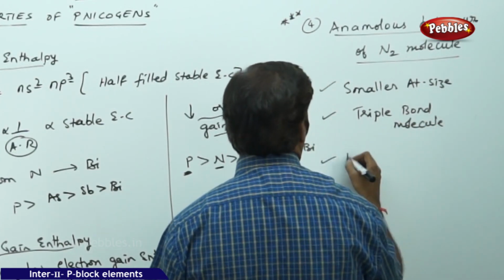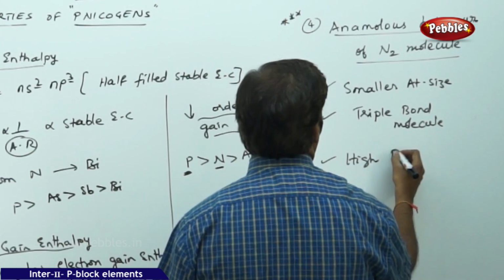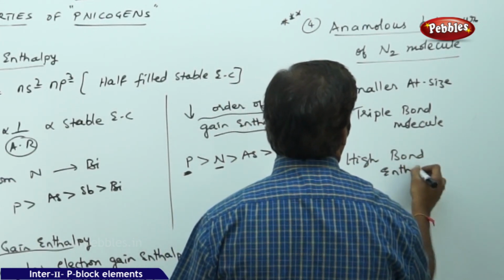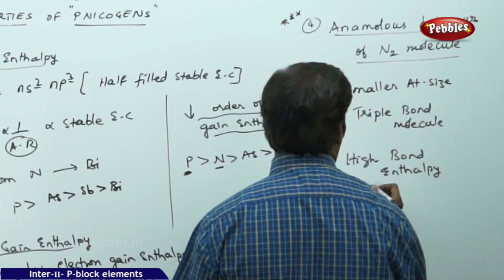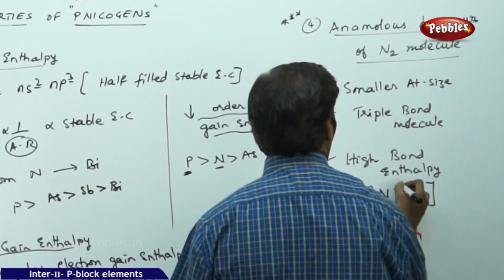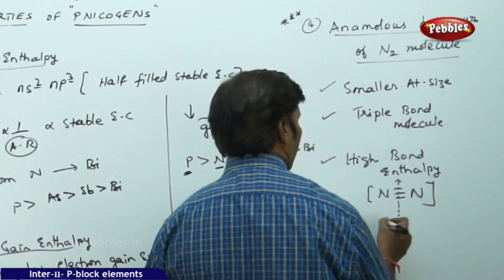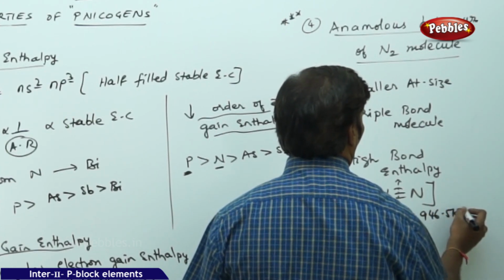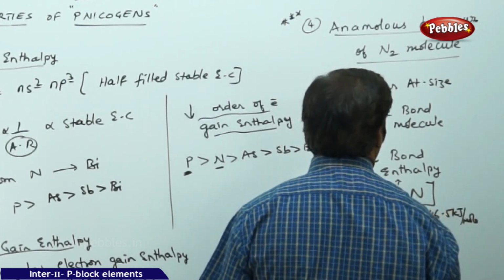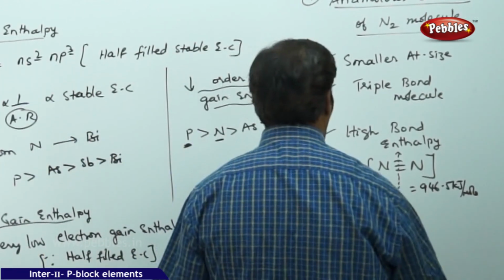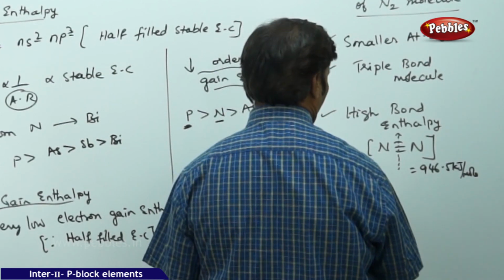It has high bond enthalpy. It has very high bond enthalpy, that is because of the nitrogen triple bond. A very large amount of energy is required to break this nitrogen triple bond, nearly 946.5 kilojoules per mole, and it has very high electronegativity.